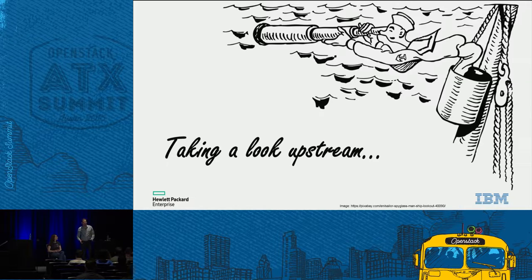There's plenty of really good talks on Swift at this week's summit. Some of those talks will be describing to you the features of Swift, what you can do with it. Some of them are from operators telling you about their experiences of using Swift. In this session, we're going to be taking a little bit of a look into the future and telling you about some work that's going on in the upstream Swift developer community to bring you a new feature in the future, which is the ability to encrypt Swift object data that's at rest in backend storage.